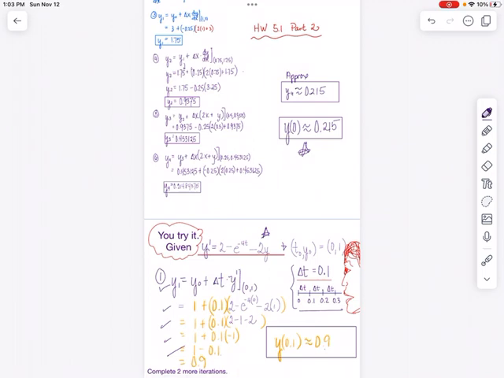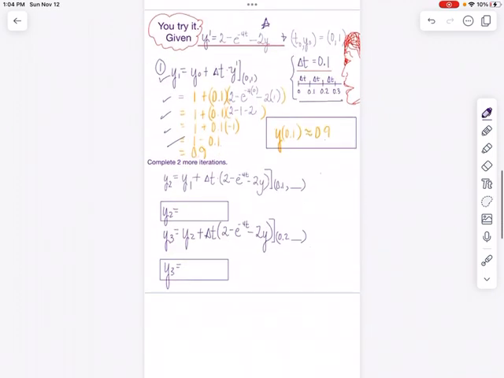And I didn't build a table with this. You can build a table if you like. You'll see my answers in the end. Okay, so pause your video, and when you're finished, then check back.